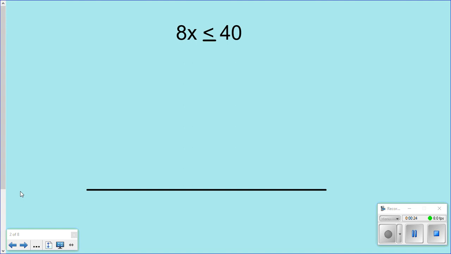And for the most part today, you're going to have to graph them also with your homework. So we're going to make sure we know how to graph again, too. A few of them you've got to graph. So this is 8x is less than or equal to 40.